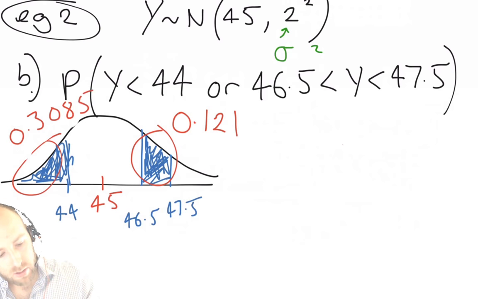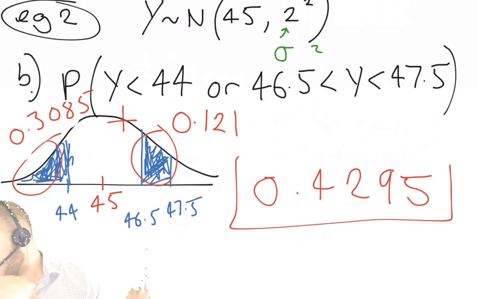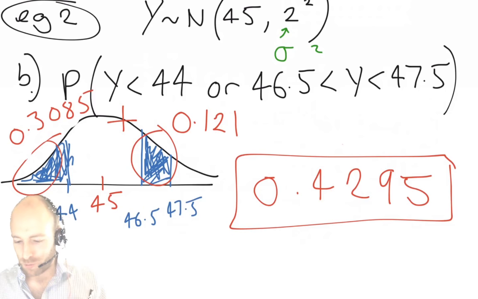So add those together, and we get 0.4295. And that's the answer I've got written down on my sheet, so we're probably correct this time. Cool. Okay.